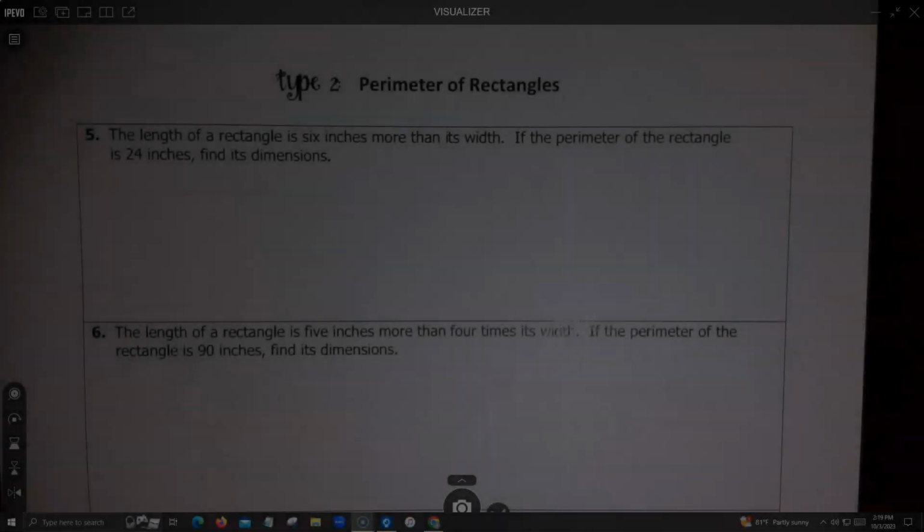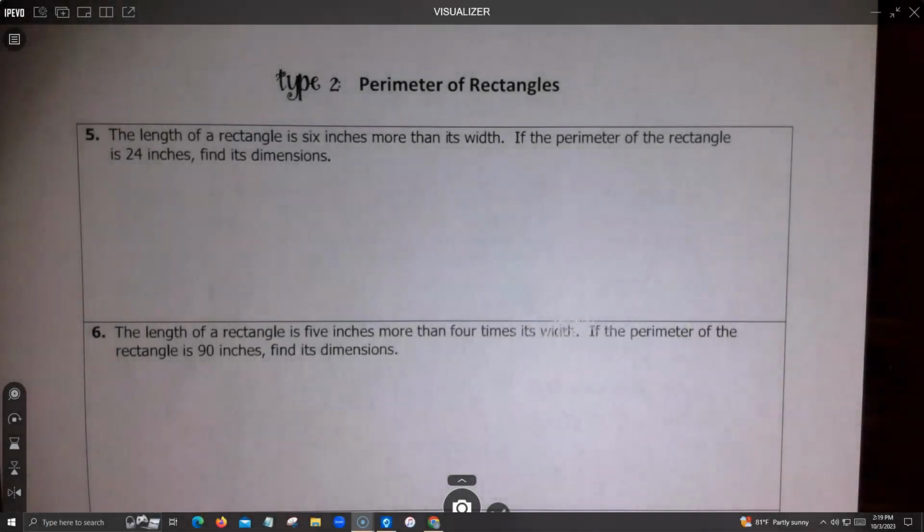Okay, this next lesson is still using equations to solve word problems, but this time we're doing what's called type 2, which is perimeter of rectangles.